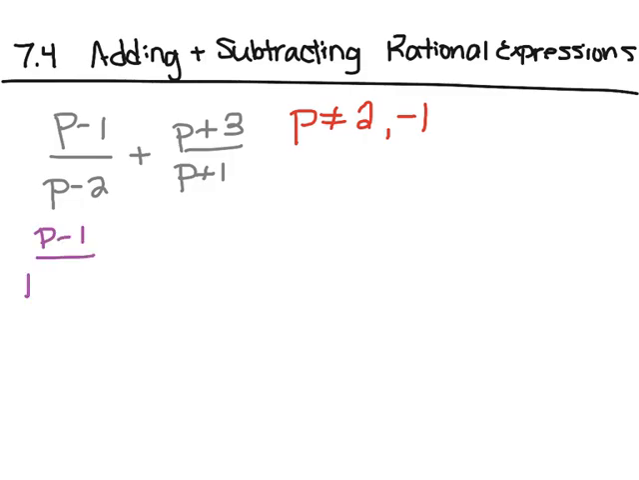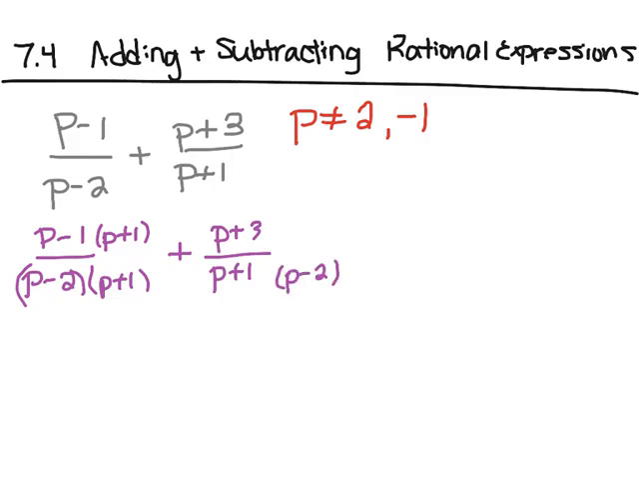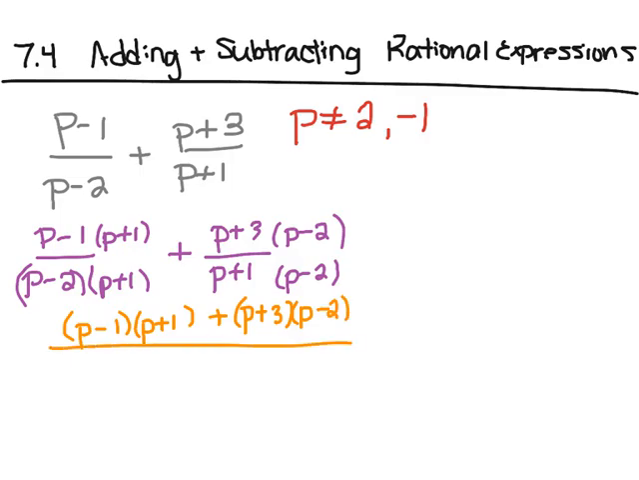So if we have p minus 1 over p minus 2, all we're going to do is multiply by the other denominator. So we're going to multiply by p plus 1. And on this side, we're going to multiply by p minus 2. So on the top, we will now have (p minus 1)(p plus 1), plus (p plus 3)(p minus 2), all over (p minus 2)(p plus 1).